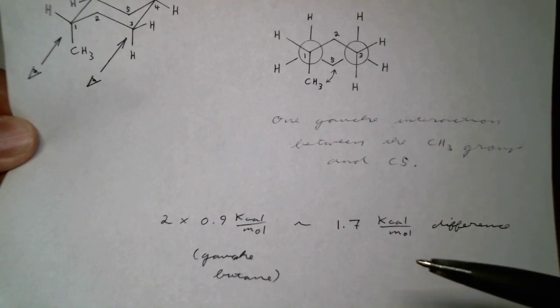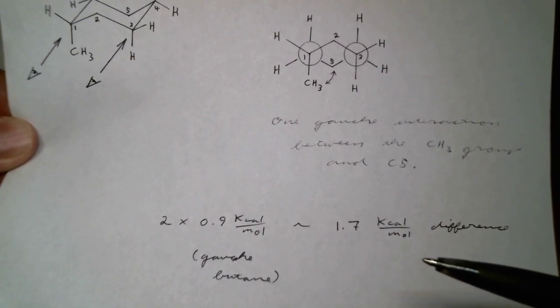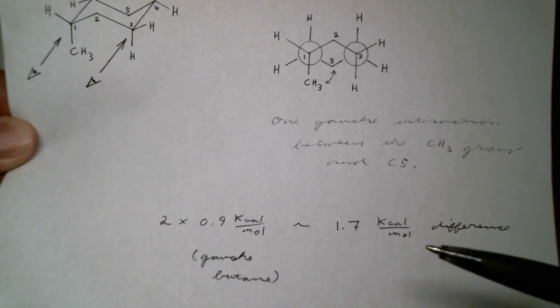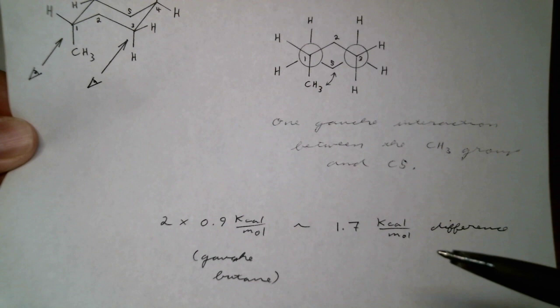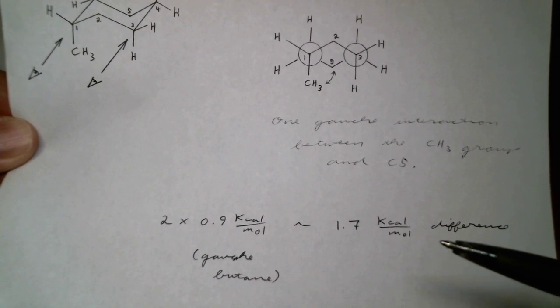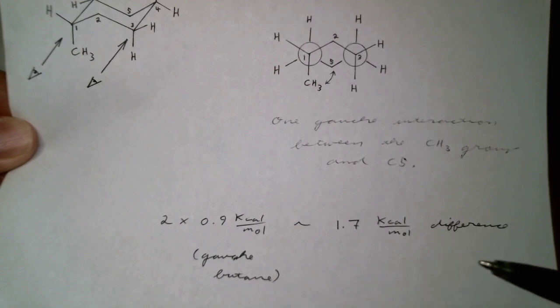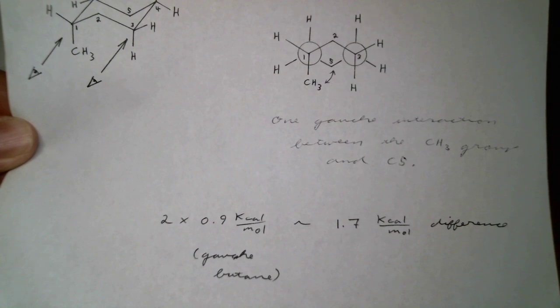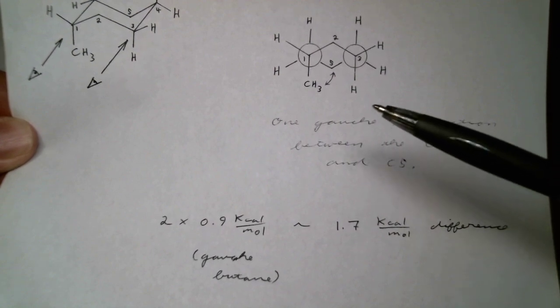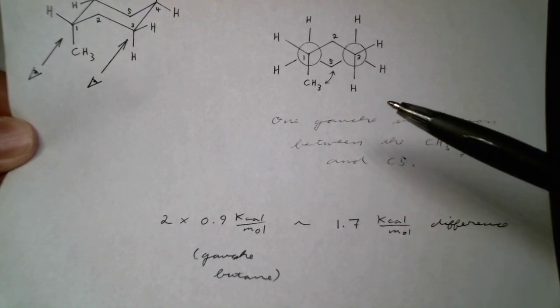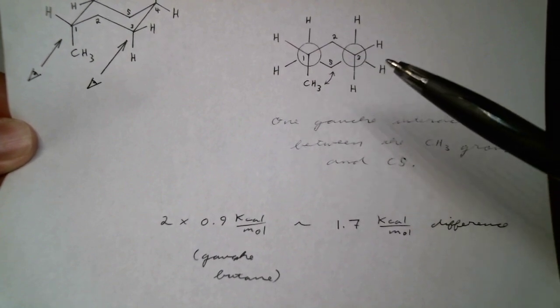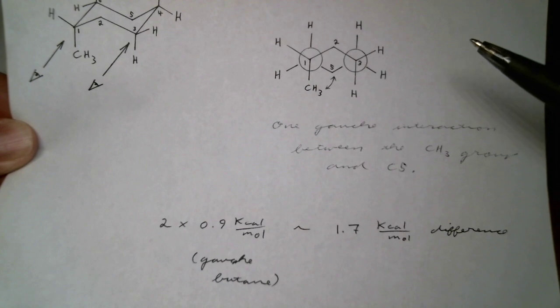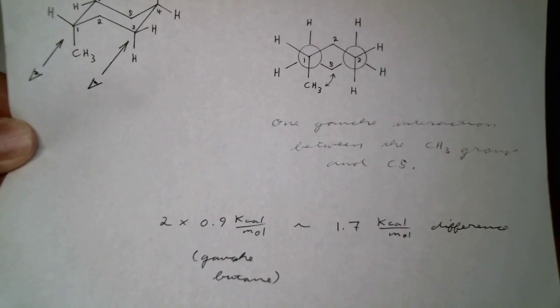our cyclohexane conformer with the methyl group axial is 1.7 kcals per mole higher in energy than the cyclohexane conformer with that methyl group in an equatorial position, because we possess 2 gauche interactions between that methyl group and other carbons in the cyclohexane ring, specifically carbons 3 and 5 as we labeled them.